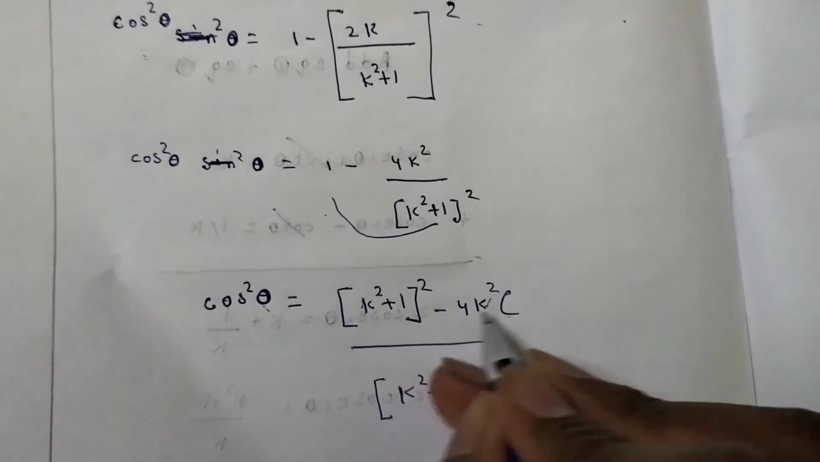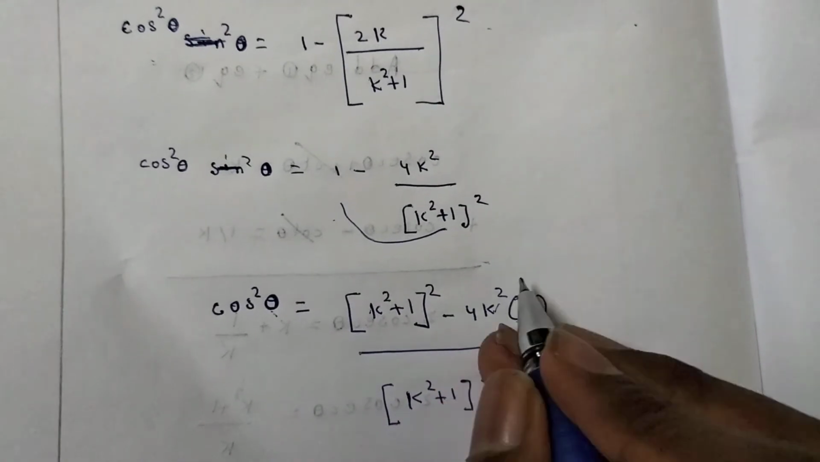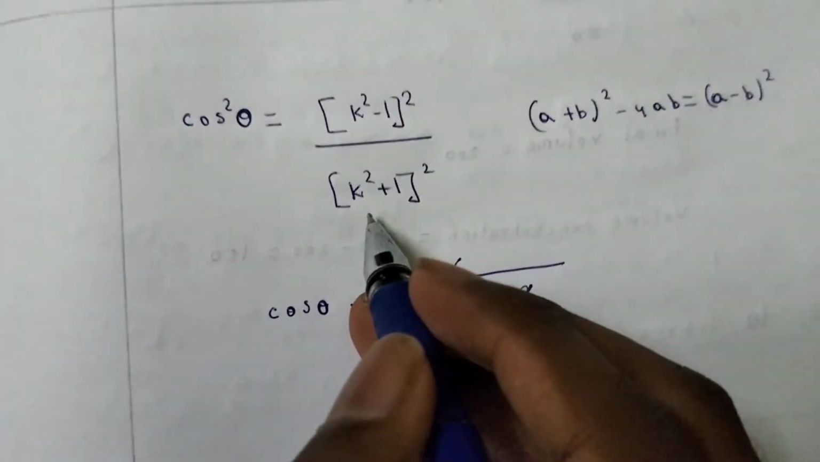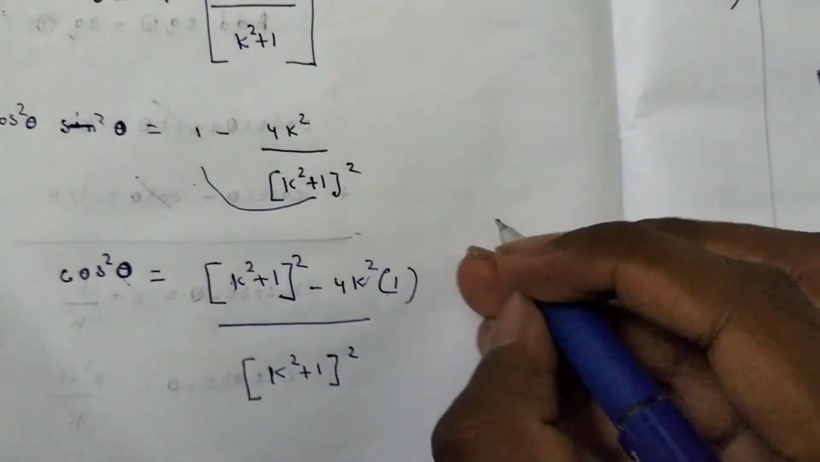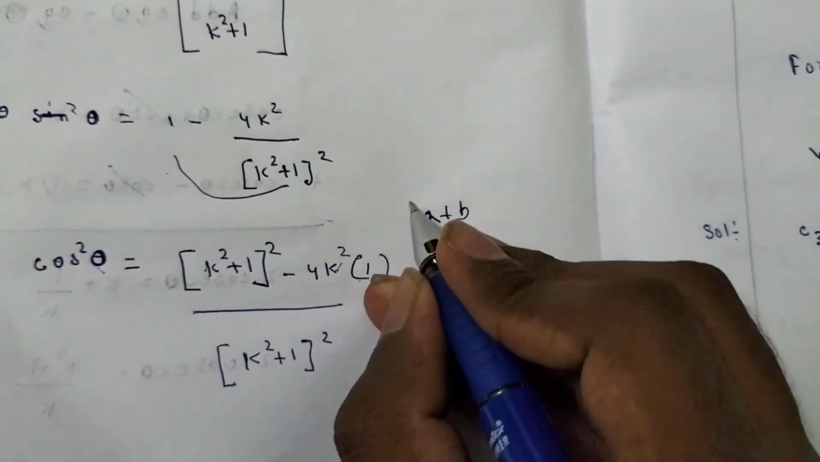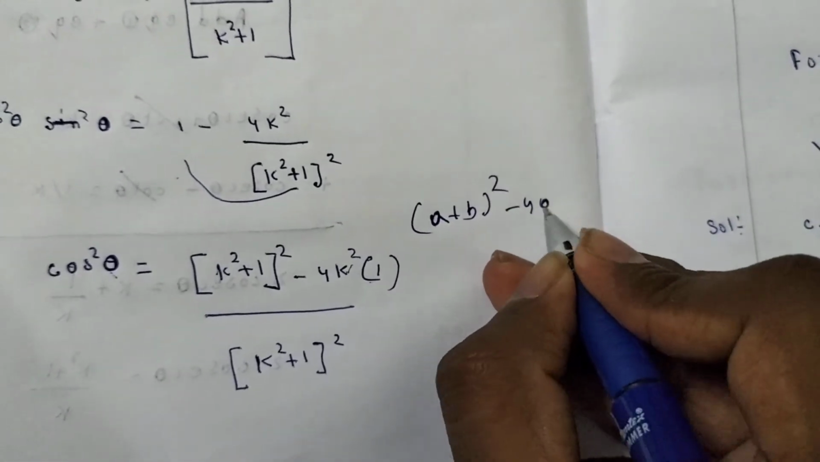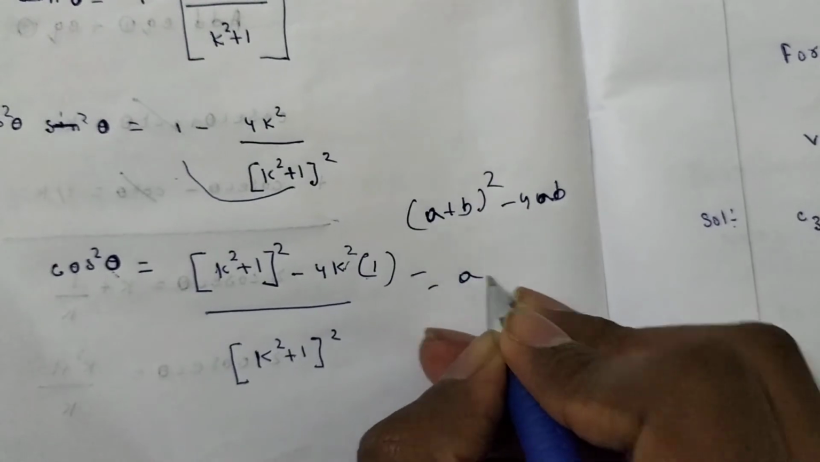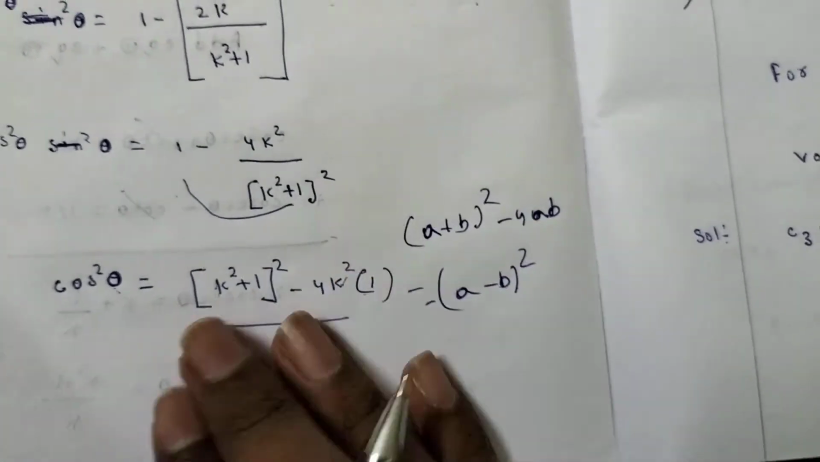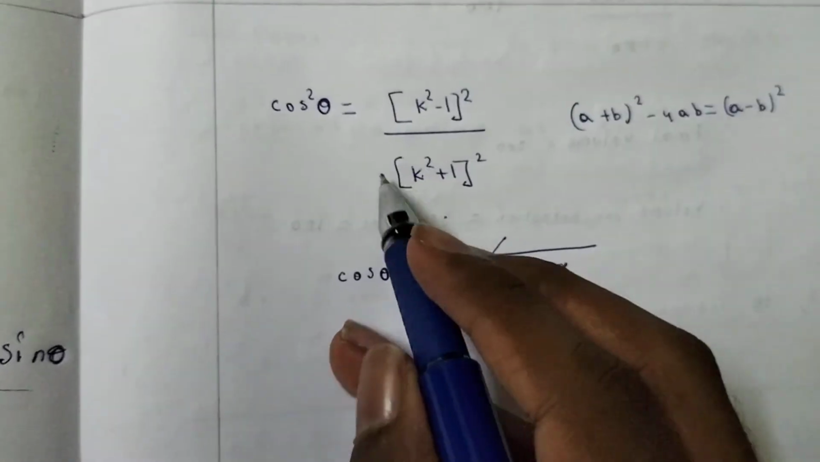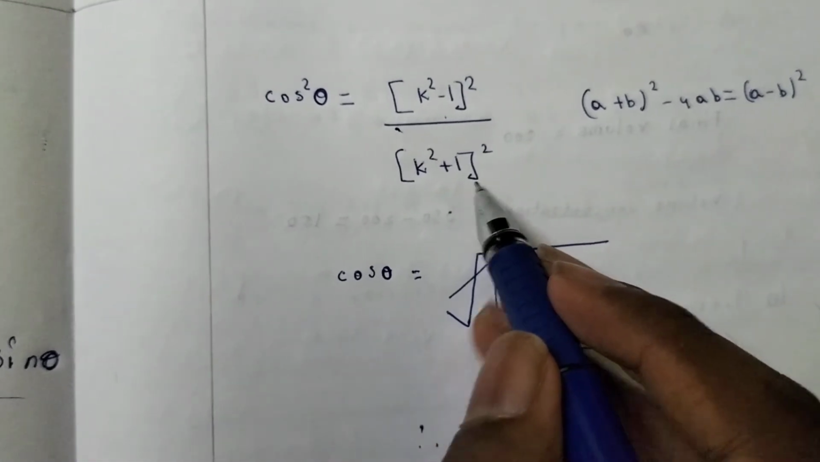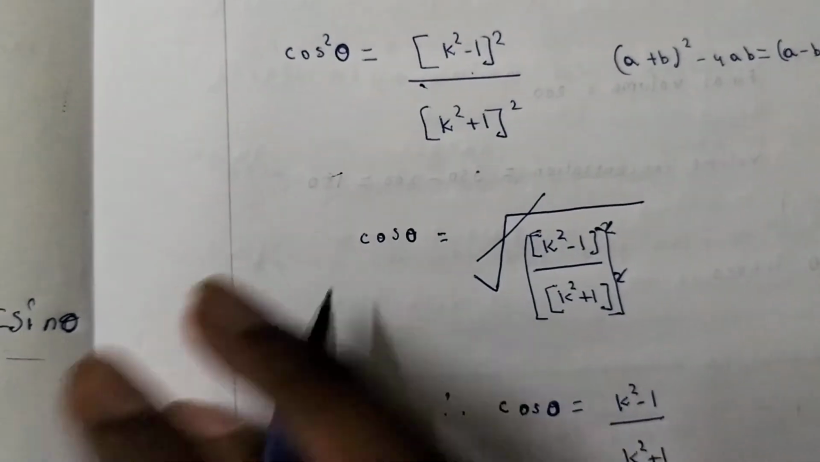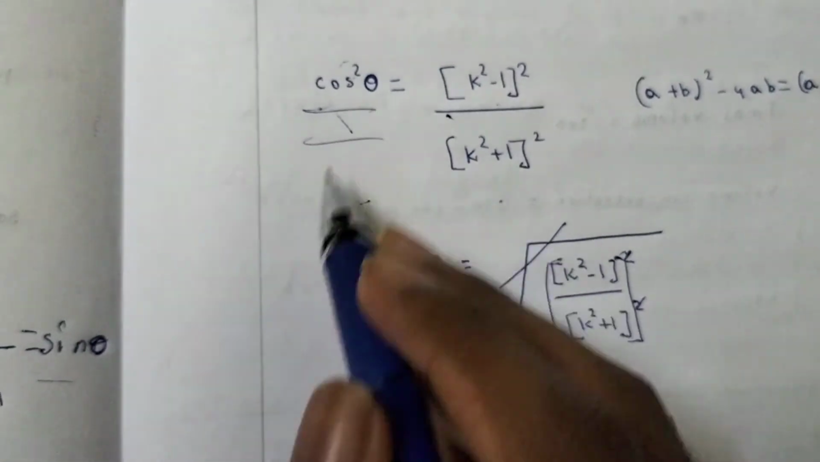So this 4k square you can write as 4k square into 1. Now it becomes (k square minus 1) by (k square plus 1). Why? Because here it is looking in the form of (a plus b) whole square minus 4ab, and that is equal to (a minus b) whole square. So write cos square theta is equal to (k square minus 1) whole square by (k square plus 1) whole square.